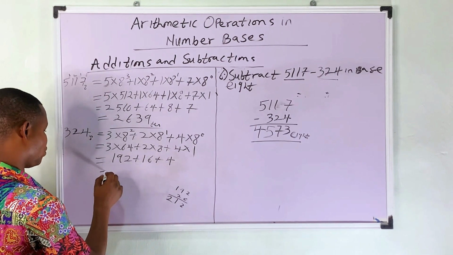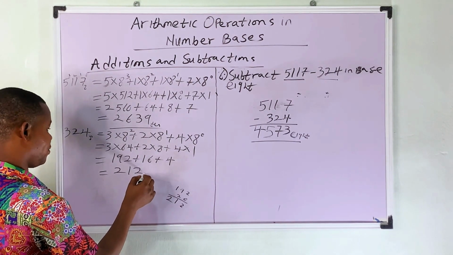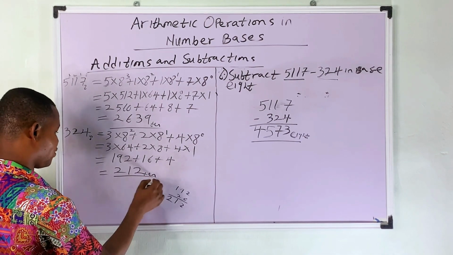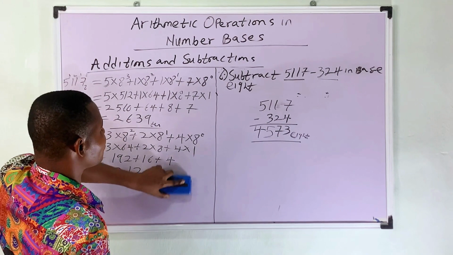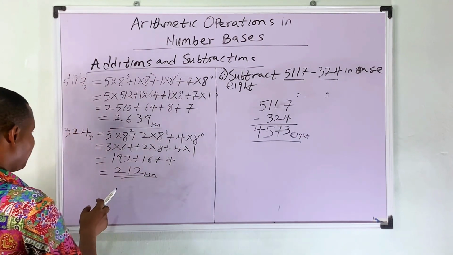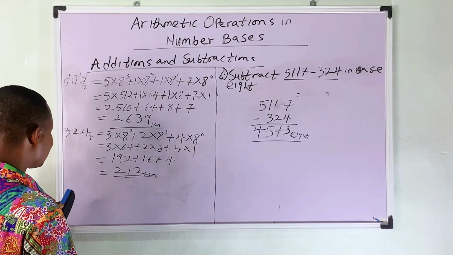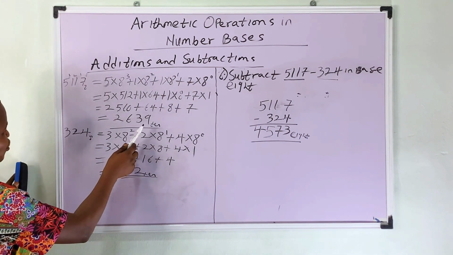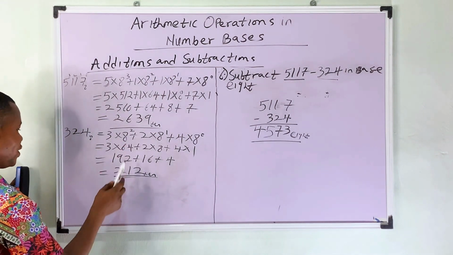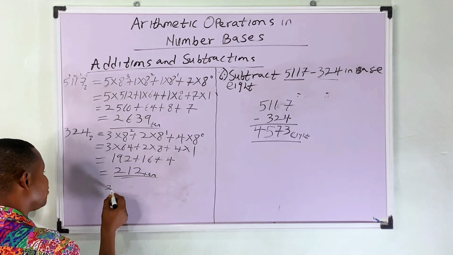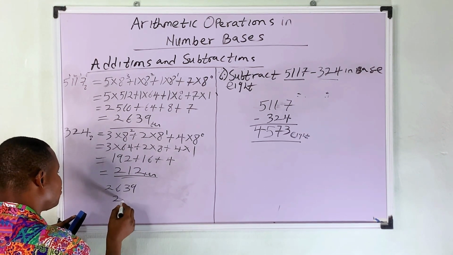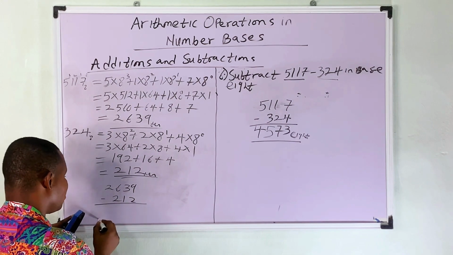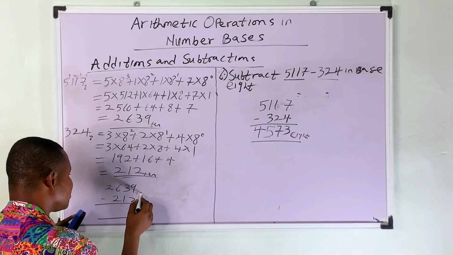This is 212 in base 10. Now, let's perform the subtraction operation between these two base 10 equivalents. This will now be 2639 minus 212. Both are in base 10.